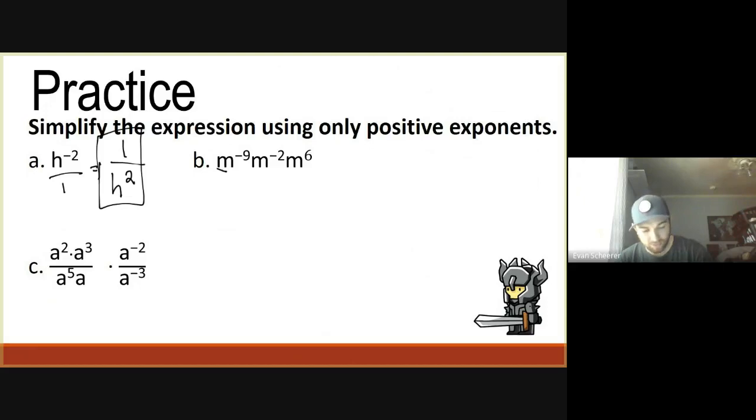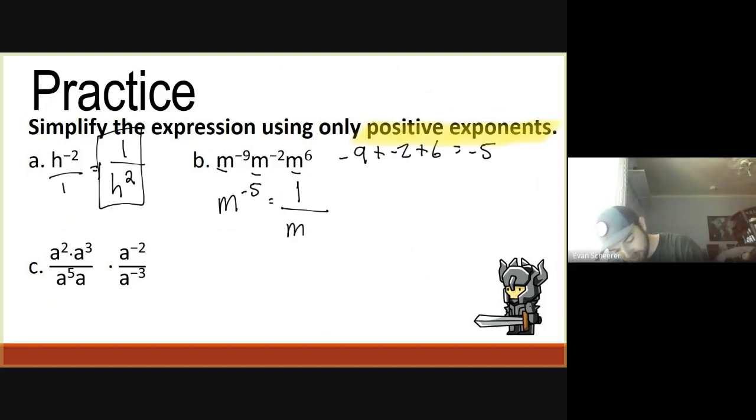Here, notice we have the same base, and this is multiplication. So we need to do negative 9 plus negative 2 plus 6. Well, that's negative 11 plus 6 is negative 5. So therefore, our answer is m to the negative fifth power. But we can't leave it like that because it says positive exponents, right? So instead, we're going to do 1 over m to the fifth. And then you get your answer, and you are done.